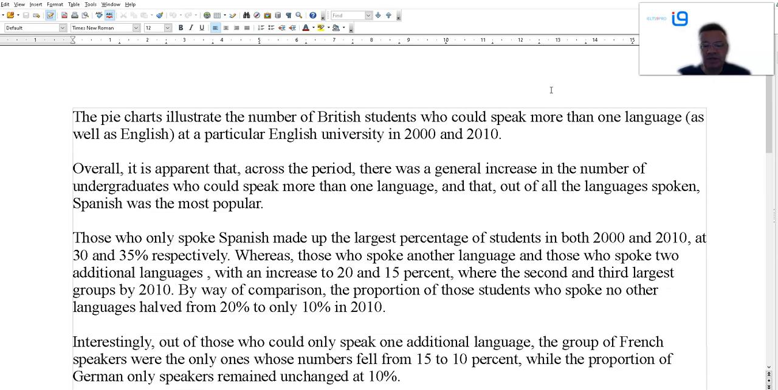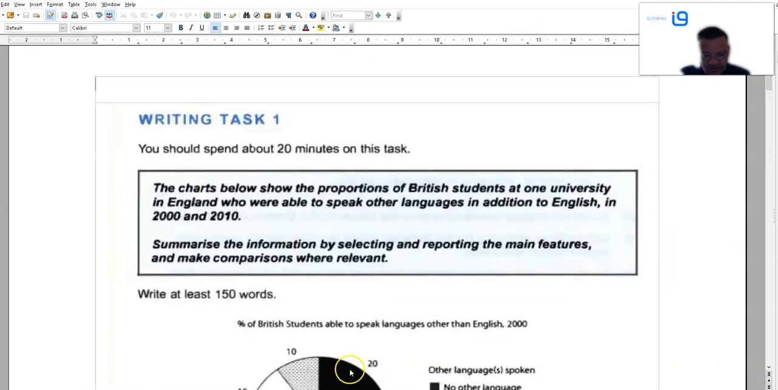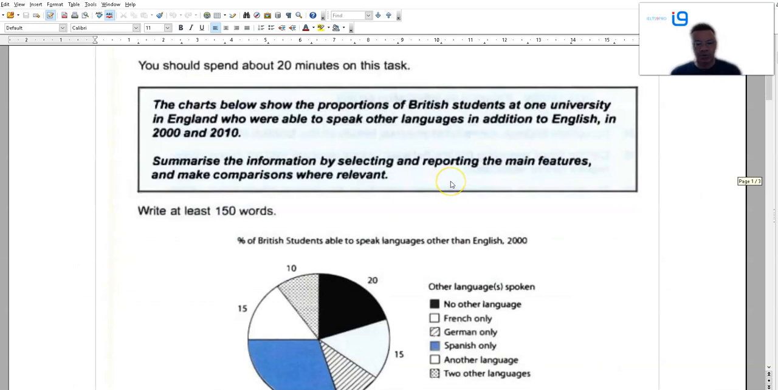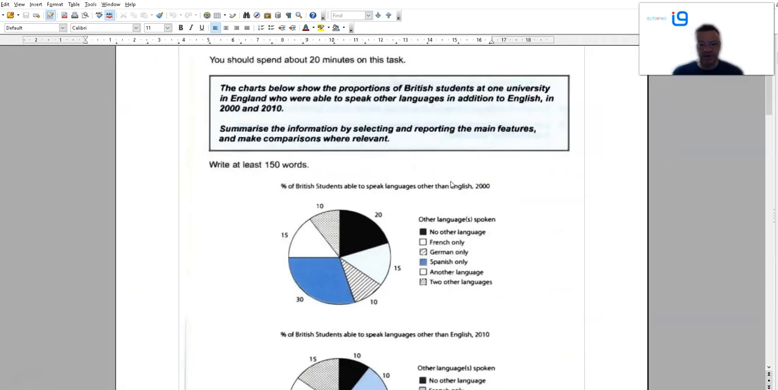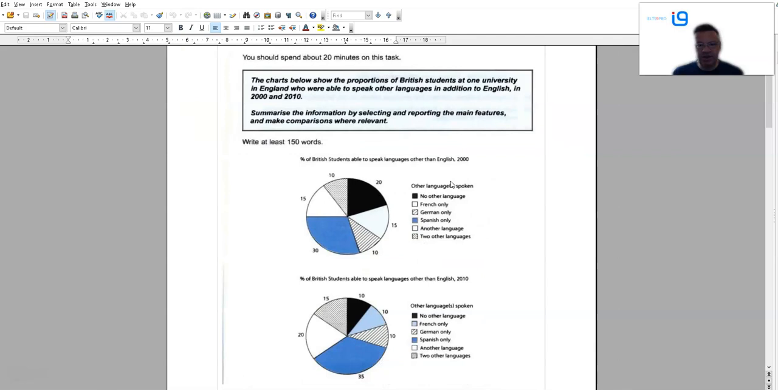This should be test number 2, I think. Yeah, so we did test 1, and this is test number 2. I'll show you. These are the pie charts. Here we go. Proportion of British students at one university who are able to speak other languages in addition to English.